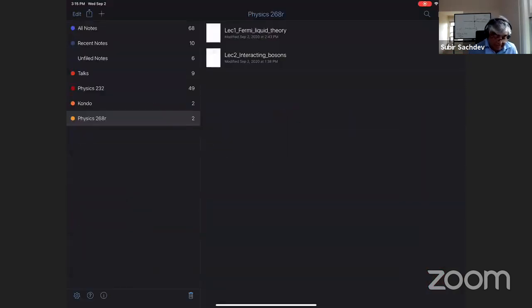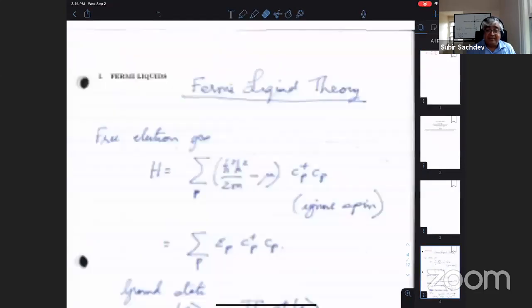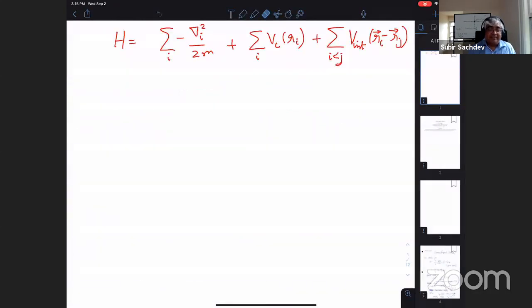Okay, so you should all see my iPad. All right, lecture 1, Fermi liquid theory. So what I'm going to try to do, as you can kind of see here, there are prepared lecture notes that I have here, which are already on the website. And I'm going to go over them, but also add more remarks which are on these blank pages that I'll insert every now and then.